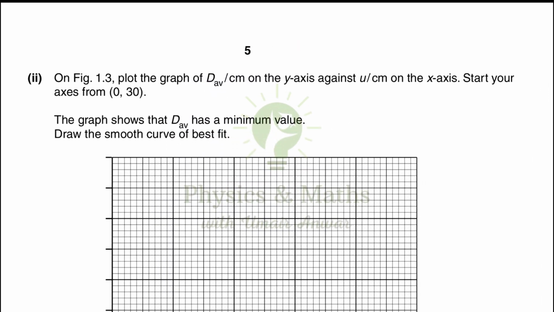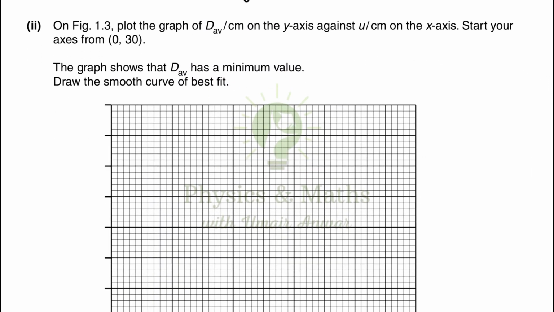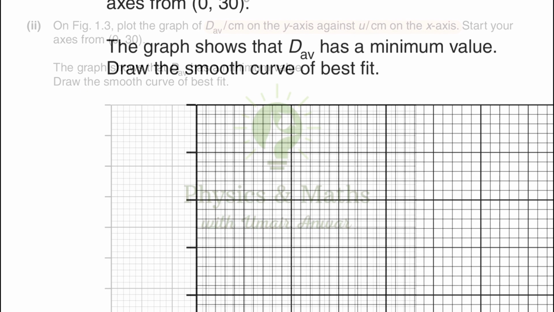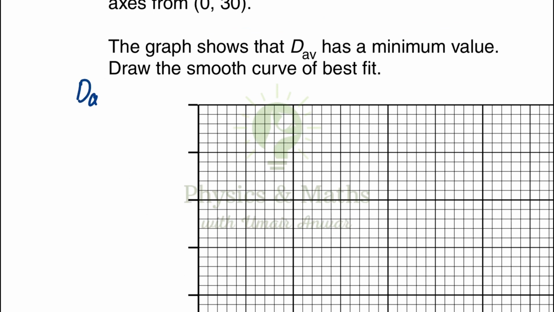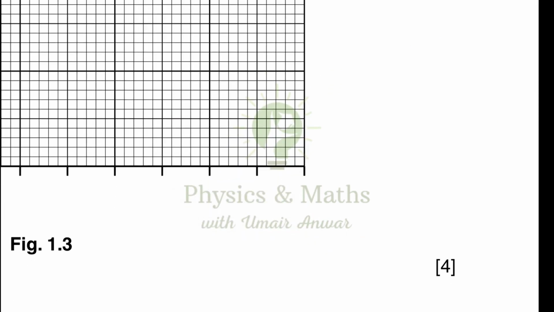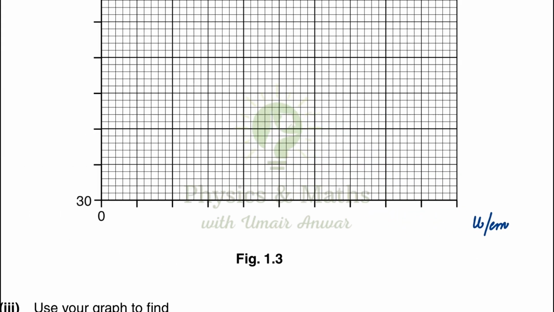Now the next part says figure 1.3. On figure 1.3, plot the graph of D average in centimeters on the y-axis against U in centimeters on the x-axis. So the quantity on the y-axis is D average in centimeters, and the quantity on x-axis is U measured in centimeters.